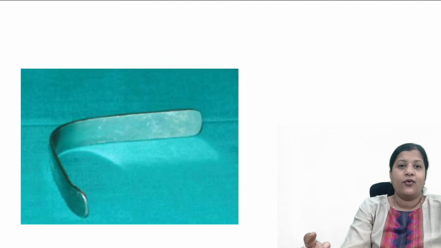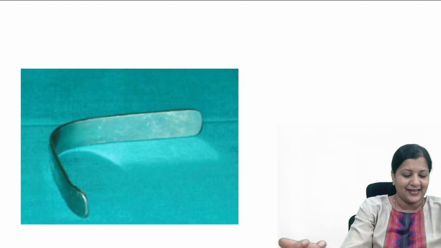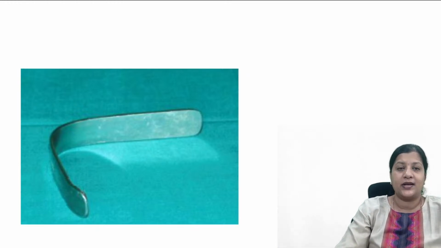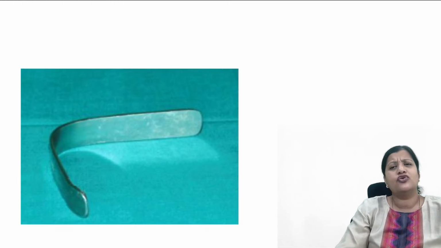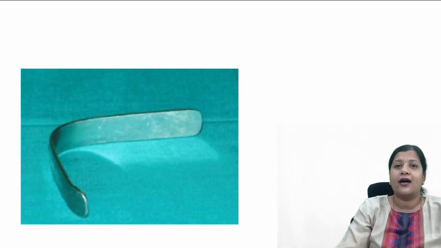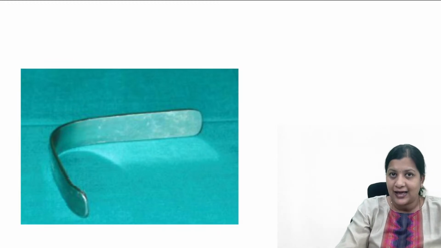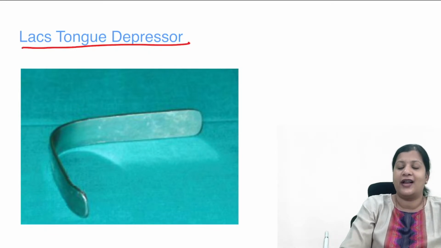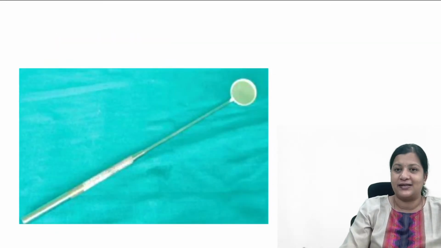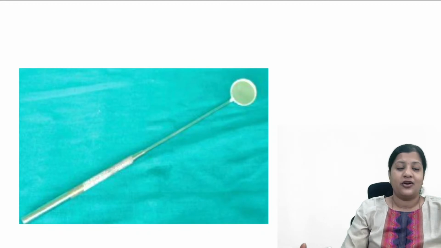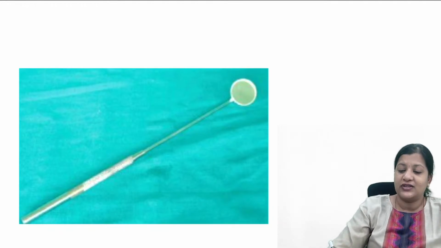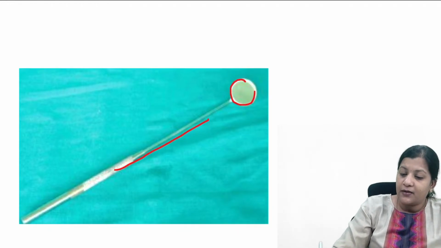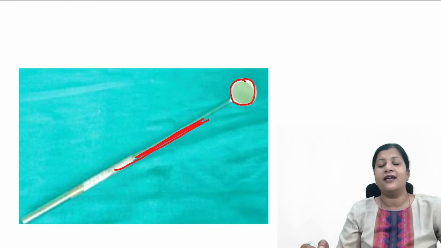So can you tell me what is this? Yes, this is called Lack's tongue depressor. So this tongue depressor is used for performing any of your intraoral examination to visualize the size of the tonsil. Is there any tonsillitis? Is there any pharyngitis? So for that we use this instrument which is called your Lack's tongue depressor. Now comes the instrument that you've been telling me about all this time. When you see the instrument, there is a mirror, but look, is there any angle here?